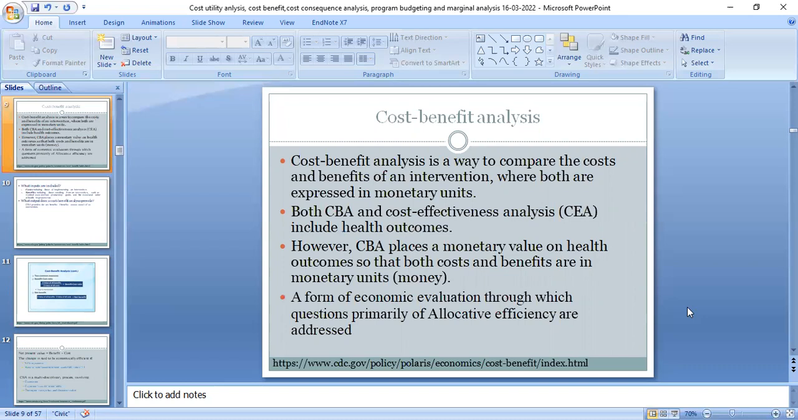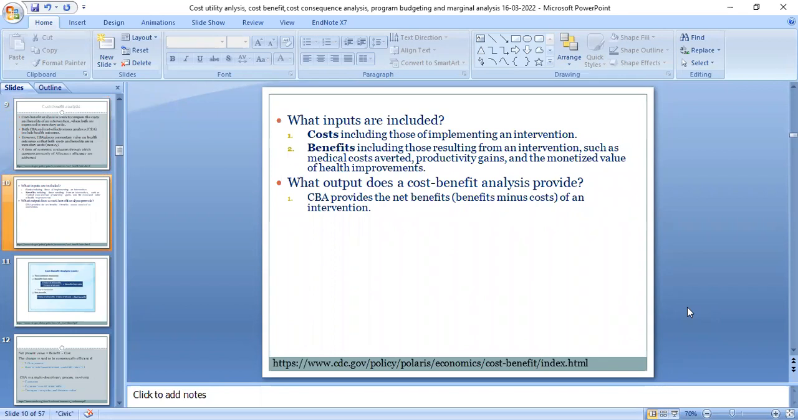Both cost benefit analysis and cost effectiveness analysis include health outcome. However, cost benefit analysis places a monetary value on health outcome, so that both cost and benefits are in monetary unit. It is a form of economic evaluation through which questions primarily of allocative efficiency are addressed. Now, what inputs are included in cost benefit analysis? It includes costs for implementing an intervention, and benefits including those resulting from an intervention, such as medical costs averted, productivity gains, and the monetized value of health improvements.